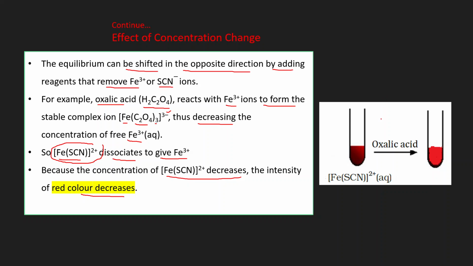With the help of the diagram, you can understand. This is our red color complex. When we add oxalic acid, it reacts with the Fe3+ ion, that is, one of the reactants is decreased. That's why the reaction will proceed in the reverse direction by dissociating this complex, so the intensity of the red color is decreased.